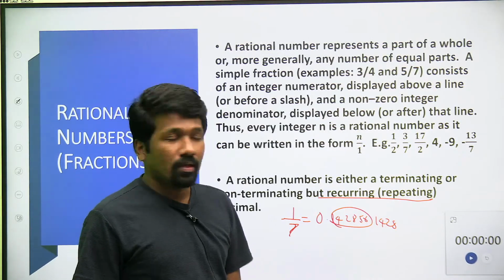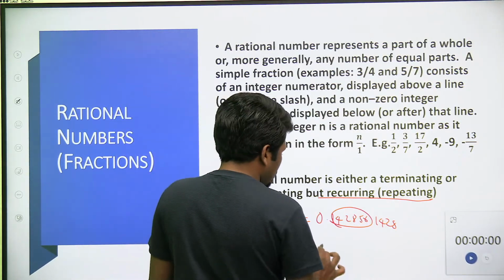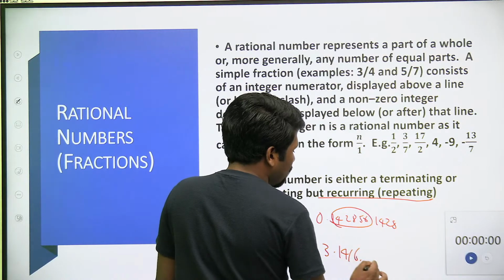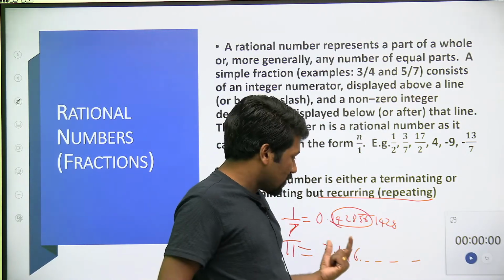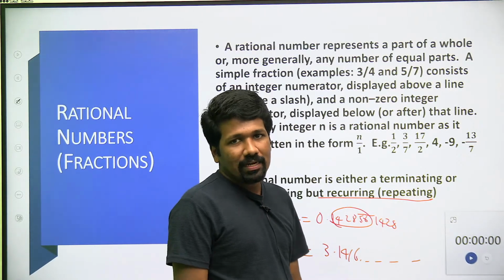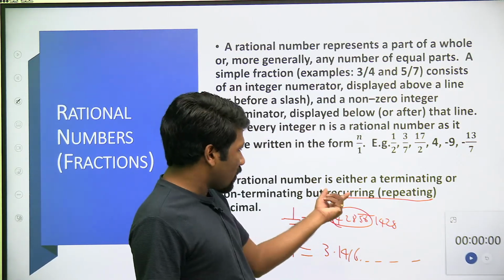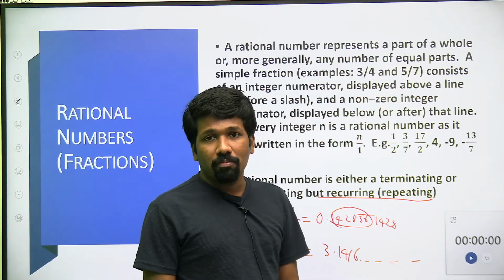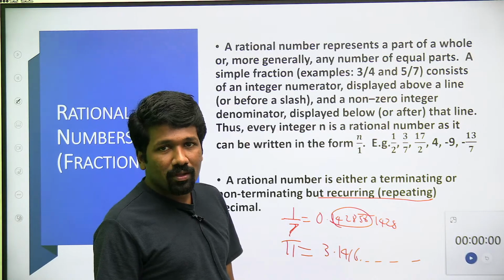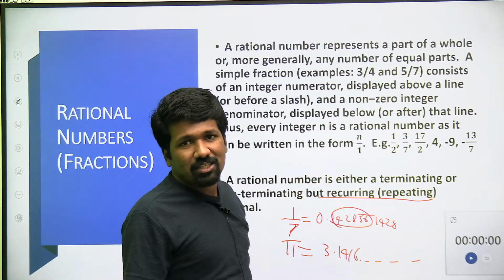Like pi. Pi, when you write 3.1416, it will not repeat. It will not repeat like 142856, 142856. You cannot find a pattern there. So that is non-recurring. That is why pi is an irrational number. It cannot be written as p by q form. If it is recurring, we can write it as p by q form.